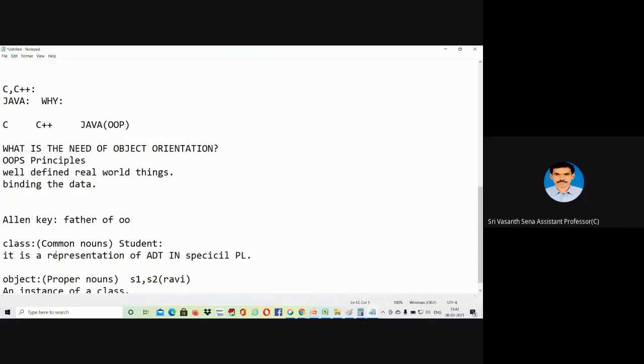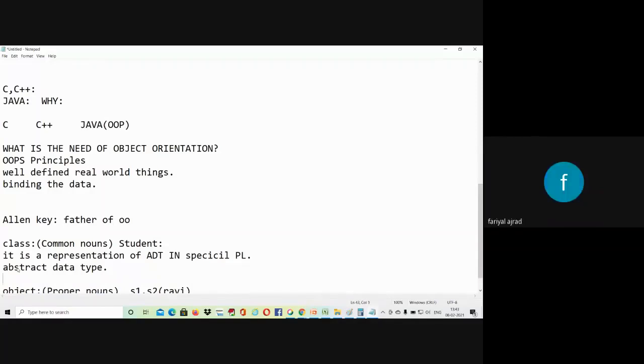I told this definition. What did you understand there? Right, ADT. What is ADT? Abstract data type. ADT is abstract data type. Okay? Right. So can you name some of the ADTs?